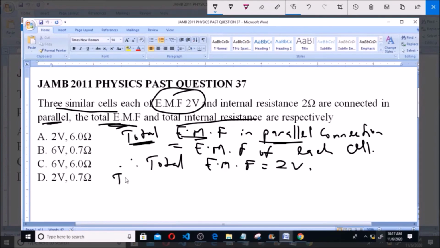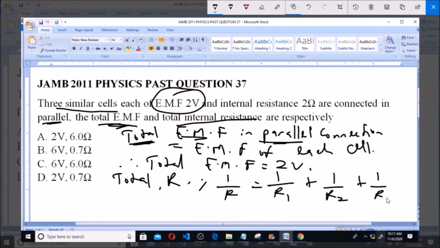Now of course the total internal resistance: 1 over R will be giving us 1 over R1 plus 1 over R2 plus 1 over R3. That is 1 over R is equal to 1 over 2.